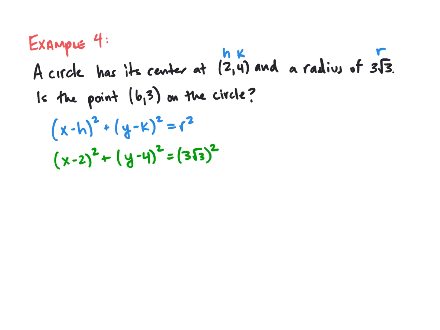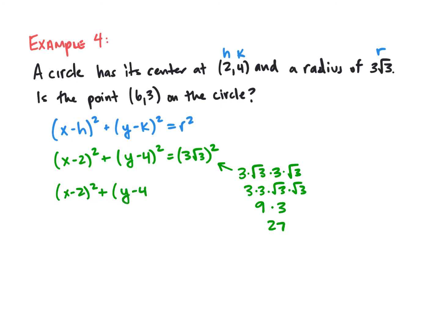Now let's clean up this part right here. Let's figure out what 3 root 3 squared is. So 3 root 3 squared, let's just do it off to the side. That means 3 times the square root of 3 times 3 times the square root of 3. And so that's going to be 3 times 3 times square root 3 times square root 3. So that's 9 times 3, which is 27. So my equation for this circle says x minus 2 quantity squared plus y minus 4 quantity squared equals 27.